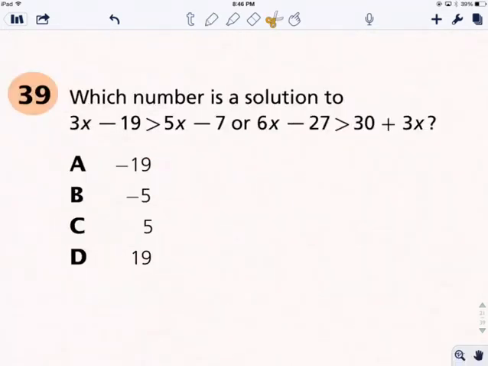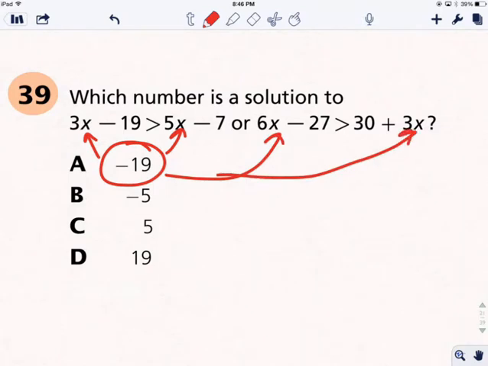Number 39 is a big, nasty compound inequality. So two inequalities joined by the word or, and we're asked to determine which of these numbers is a solution of the compound inequality. Now, the way that I'm going to show you how to do this is to simply work backwards. So take one number and test it to see if it's a solution of one of these inequalities or the other one. So I'm going to test negative 19. Watch how I type this into the calculator.